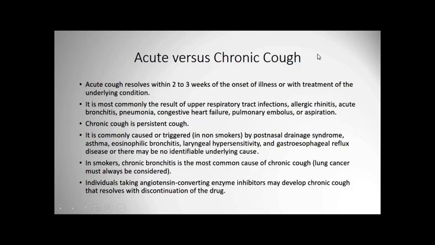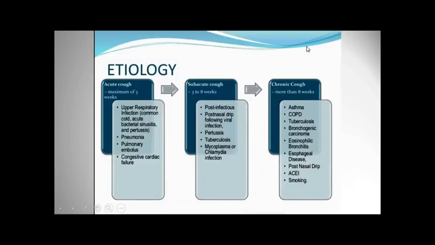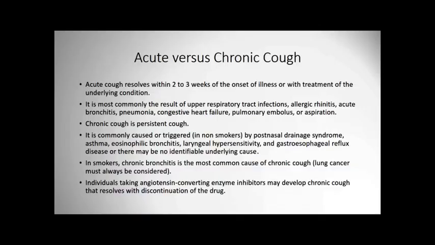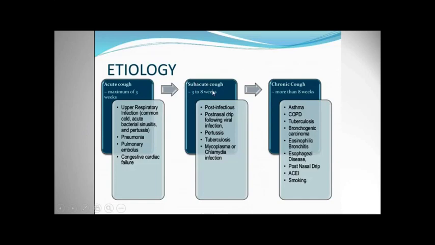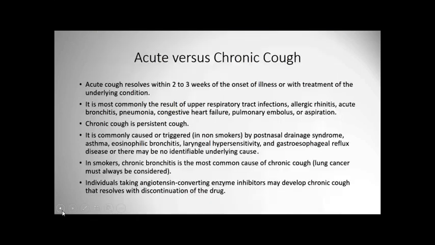There are different types of cough. There is a table later here to show you some of the causes of acute, subacute, and chronic cough that we have to have in mind when we do our differential. We call acute cough one that resolves within 2 or 3 weeks, either by itself or after treatment. Then we have the subacute, with a time frame from 3 to 8 weeks, and a chronic cough that is a persistent cough for more than 8 weeks.